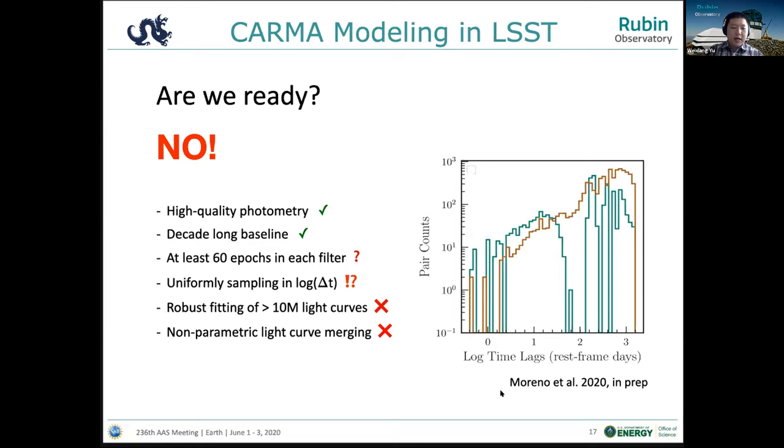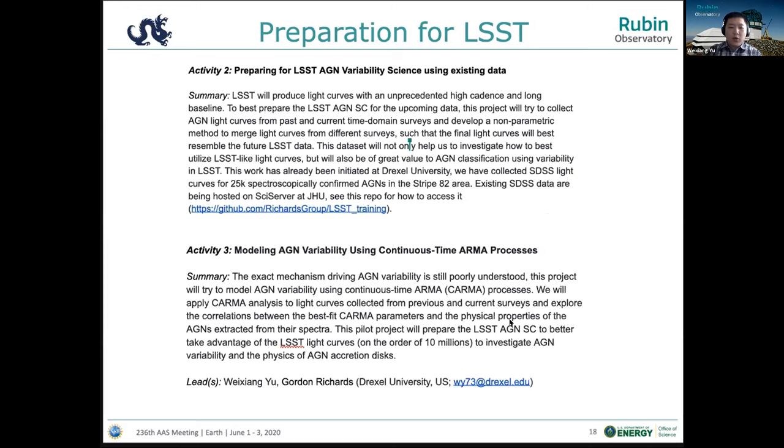Lastly, we still need non-parametric light curve merging methods so that when the LSST data come out, we can combine LSST light curves with other surveys to completely fill in the gap shown here. To better prepare us for the LSST data, Gordon and I have proposed two activities within the variability subgroup of the collaboration. One is building a data repository for spectroscopically confirmed AGNs in the Stripe 82 area. In addition to the static data, we'll focus on gathering light curves from previous and current time domain surveys. This will provide an opportunity to develop non-parametric light curve merging methods.